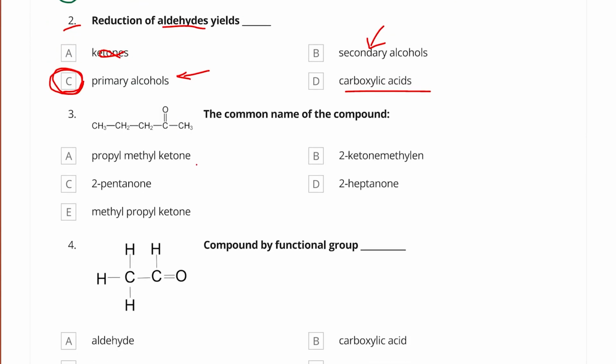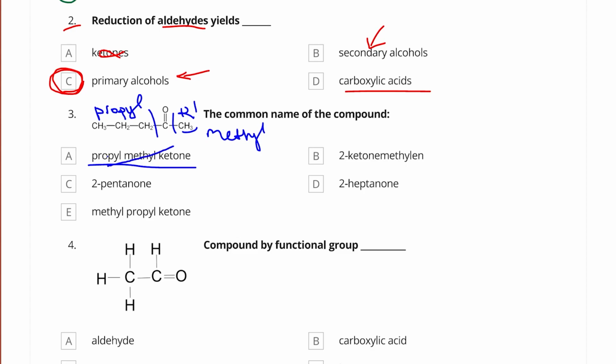Yes, a given compound here, the common name of the compound. What is the common name? And as you see, this is a ketone. One R here, which is the methyl, and this is propyl, so the name will be methyl propyl ketone. This is the answer, my dear friends.